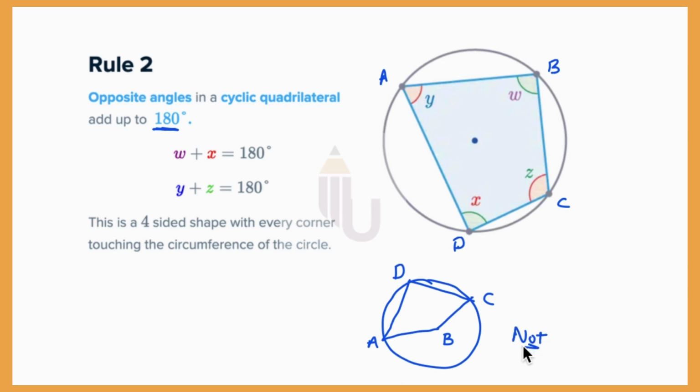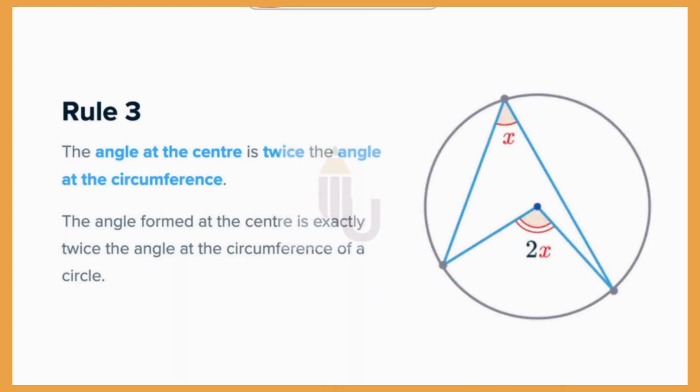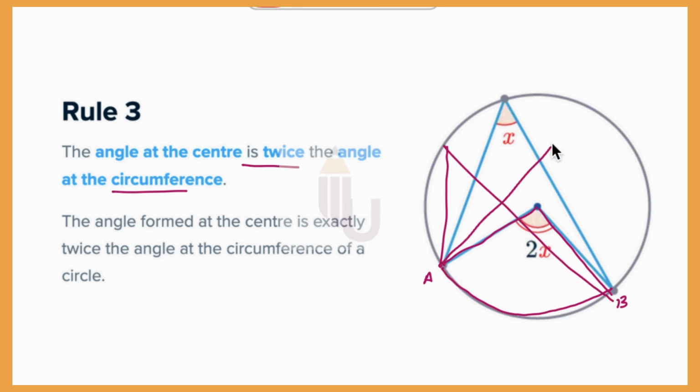Okay, it is not. Next is: the angle at the center is twice the angle at the circumference. So let's say AB is an arc. This arc is subtending an angle 2x at the center. So it will subtend half of that at any other part. There will be once again infinite possibilities which should begin and end with A and B respectively.